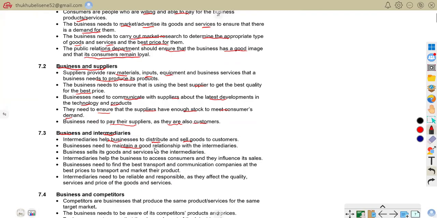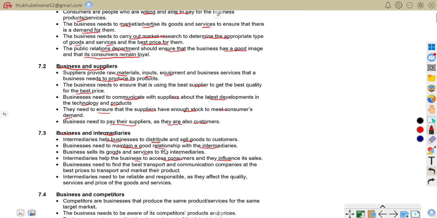Business needs to maintain a good relationship with intermediaries. So business must maintain a healthy relationship with intermediaries. For example, a store partners well with DHL to avoid what? Delays. Business sells its goods and services to intermediaries. For example, a factory sells chips to wholesalers who sell to retailers. Intermediaries help the business to access consumers and they influence its sales.